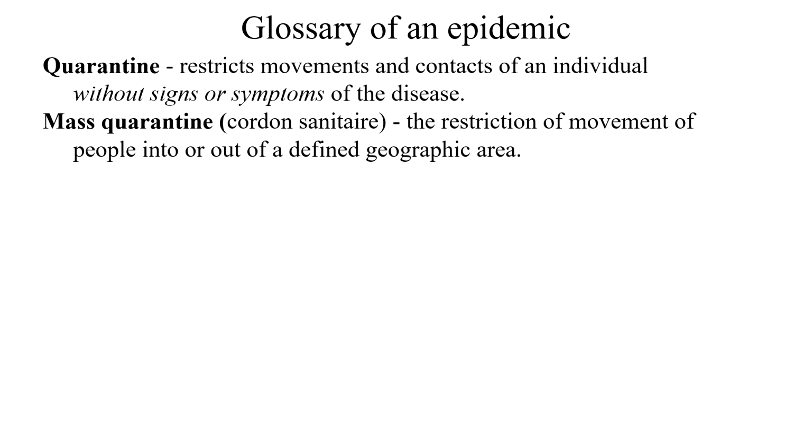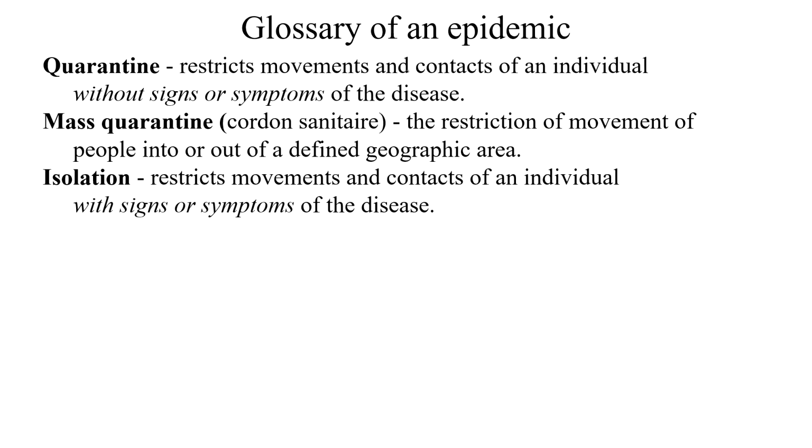Mass quarantine, or cordon sanitaire, is a larger type of restriction of movements and contacts. For example, during the COVID-19 epidemic, at that time only an epidemic, in China, the Chinese authorities actually imposed a mass quarantine on the city of Wuhan with 11 million people.